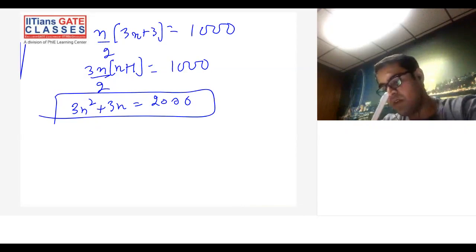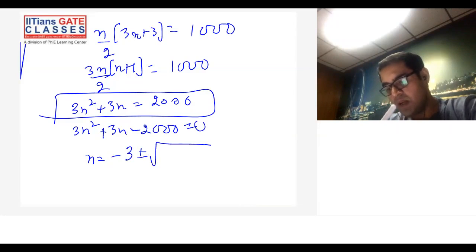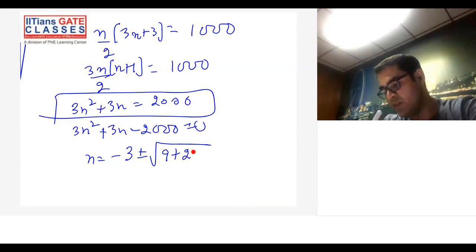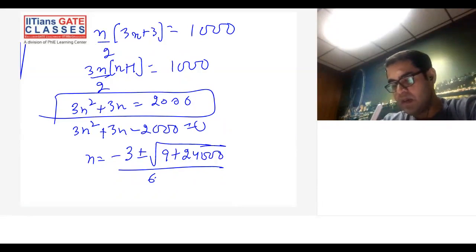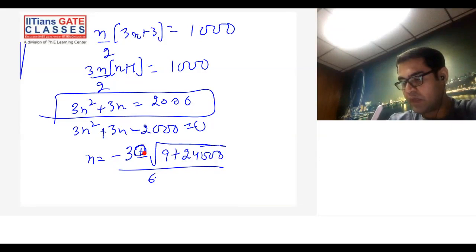The way you can do it, since this is a quadratic equation, it is not really difficult to solve it. n is equal to minus 3 plus minus under root of 9 plus 4 into 3, that is 12 into 2,000, that is 24,000, by 6. So I don't need the negative value of n. I'll choose this one.